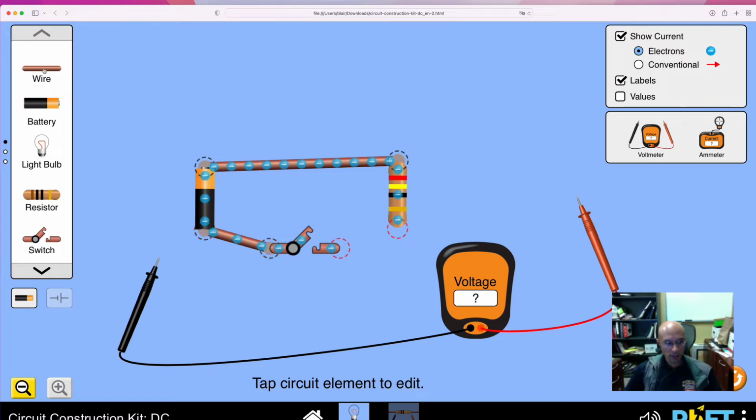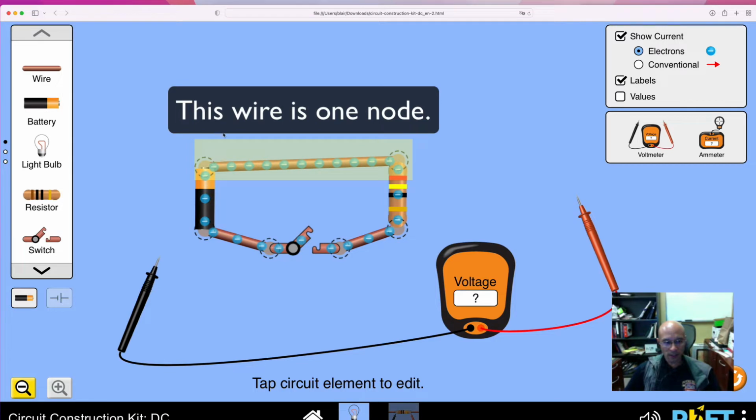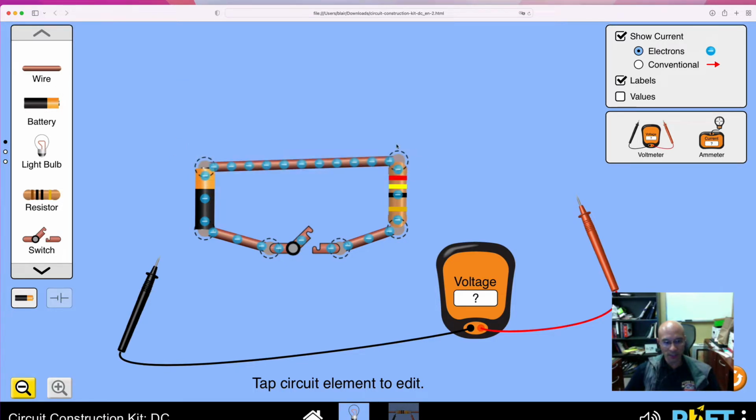I also want to introduce the concept of a node. A node is an electrical connection. So this wire up here constitutes one node because it's one electrical connection between elements. An element is a part of a circuit that has a specific function. Like this battery is an element, it's a voltage source. This resistor is an element that dissipates power.